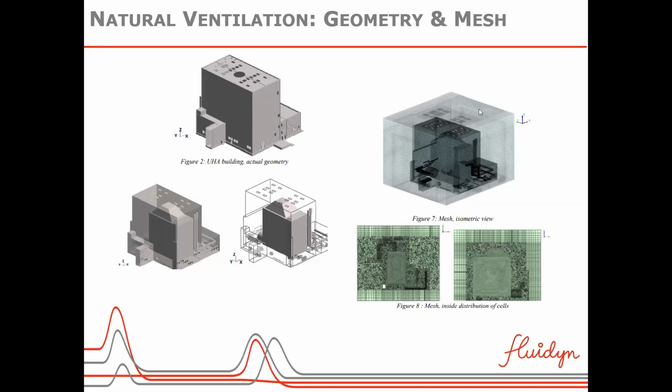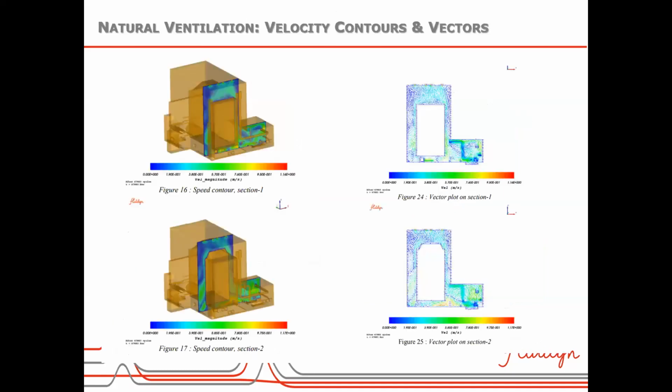You can see the complete mesh. This is the complete isometric view of the mesh, with a tetra mesh inside and the mesh outside as well. So this is the distribution of the mesh. I will show the results. In this case we didn't consider any radiation, only the convective heat load.